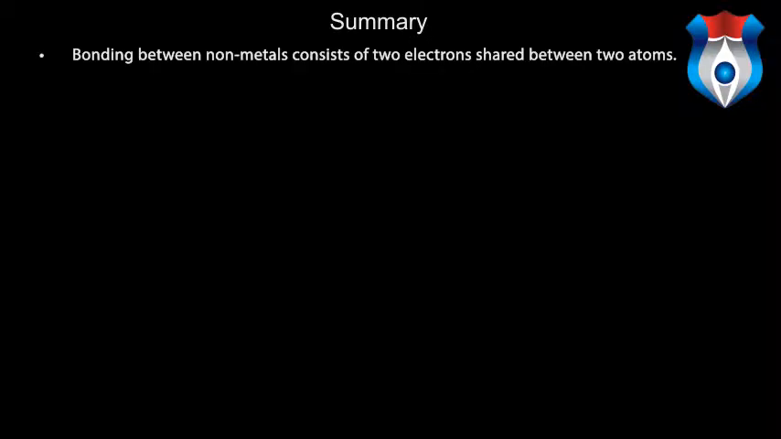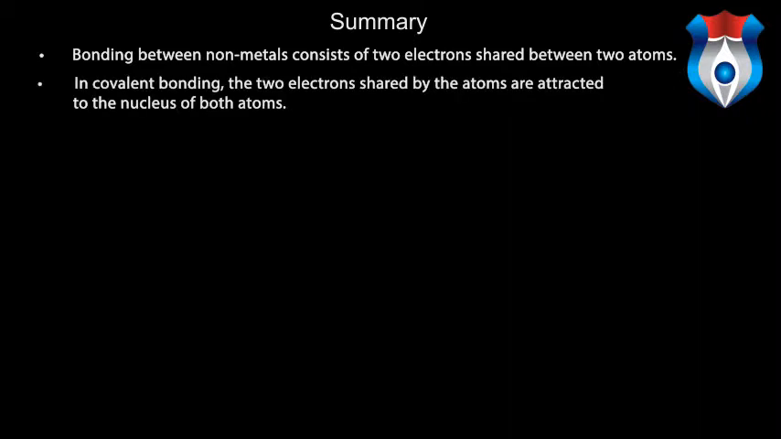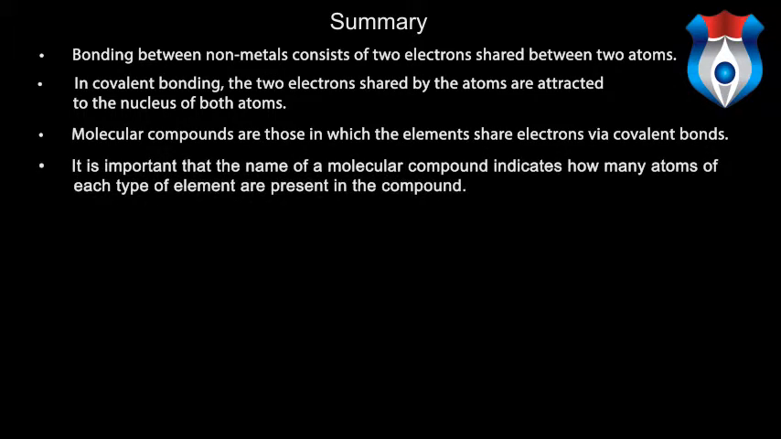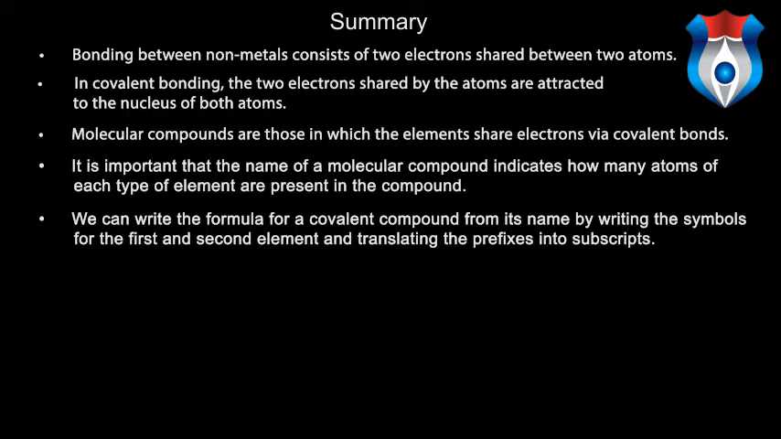Now, in the end, let us summarize what we have learned in this lecture. Bonding between non-metals consists of 2 electrons shared between 2 atoms. In covalent bonding, the 2 electrons shared by the atoms are attracted to the nucleus of both atoms. Molecular compounds are those in which the elements share electrons via covalent bonds. It is important that the name of a molecular compound indicates how many atoms of each type of element are present in the compound. We can write the formula for a covalent compound from its name by writing the symbols for the first and second element and translating the prefixes into subscripts.